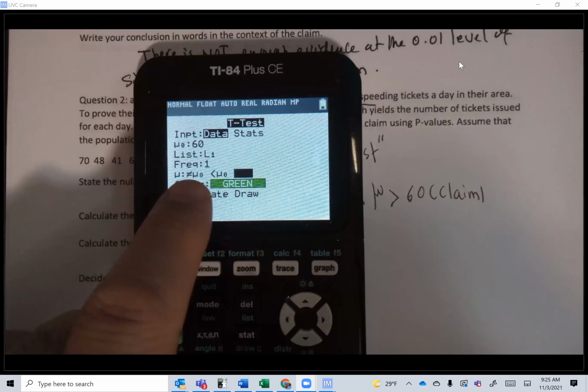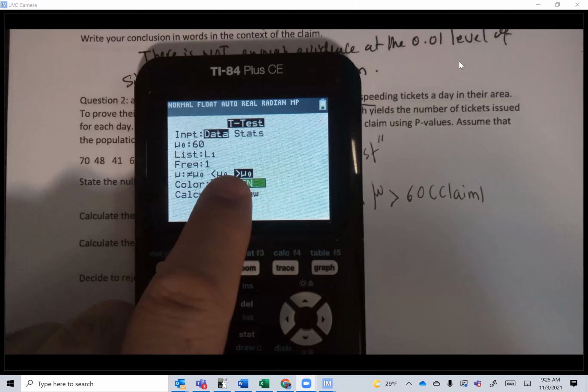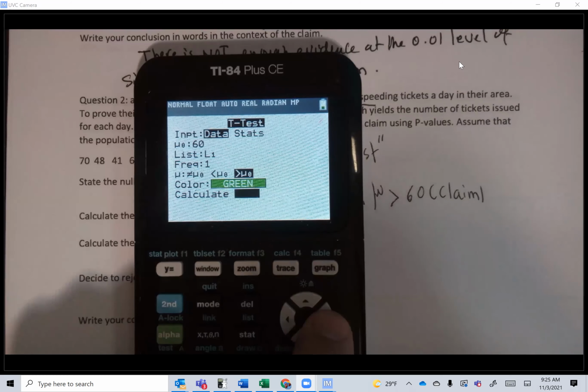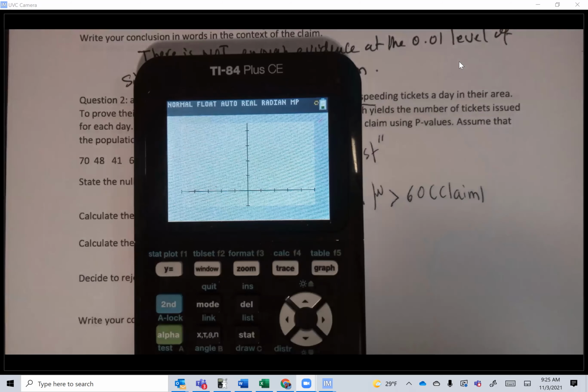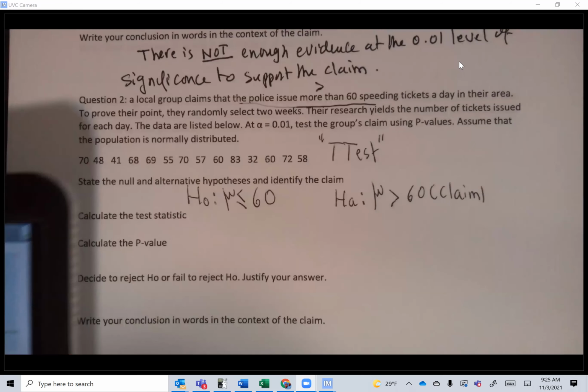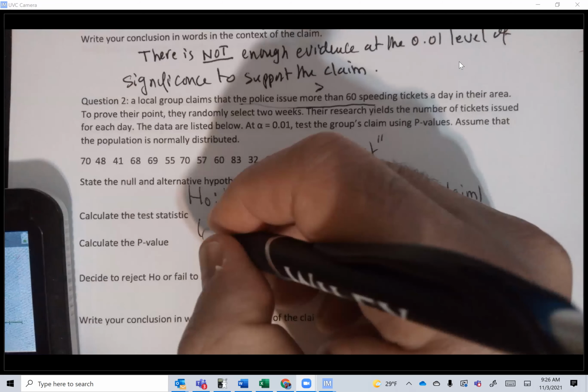There are times students don't select this properly, and then they end up with different test results. So you make sure to select it. And if you want, we can do a draw just to see. Oh, look at the p-value. It's huge. That means you're going to fail to reject HO. So T is 0.0597. Is that what everybody got?